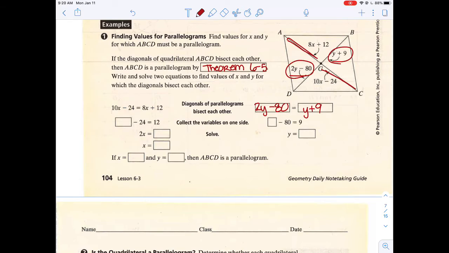So collect the variables on one side, so I'm going to subtract the 8x from the 10x, and I get 2x. Over here, I'm going to subtract the 1y from the 2y and get y. Then if I solve, I add 24 to the other side. 12 plus 24 would be 36. Over here, if I add 80 to the other side, I would have 89. So that one's done. Y equals 89. Okay, over here I have 2x equals 36, and I need to divide 36 by 2, and I get 18. So x equals 18, y equals 89.